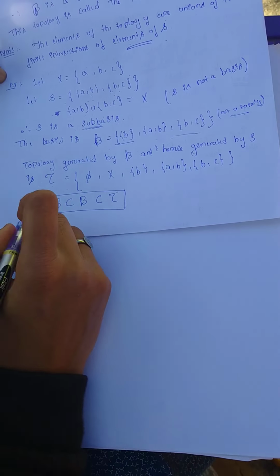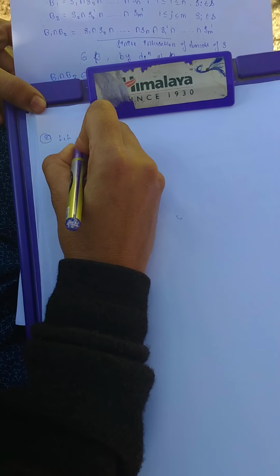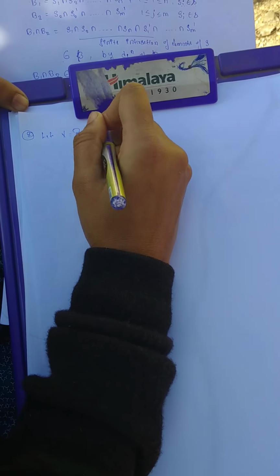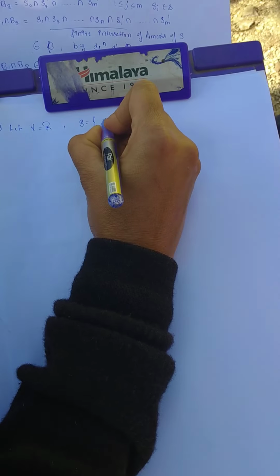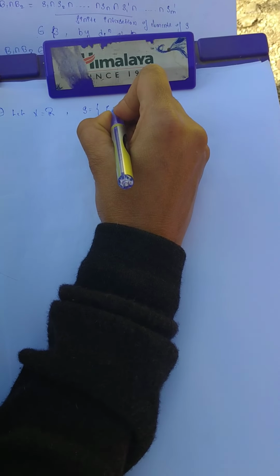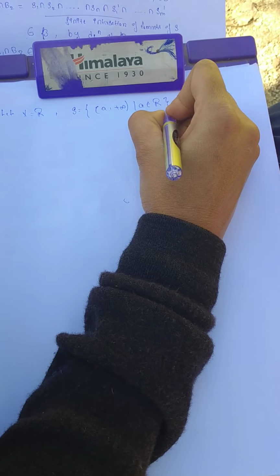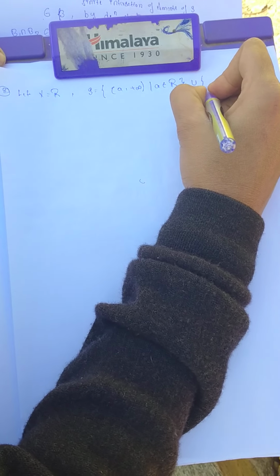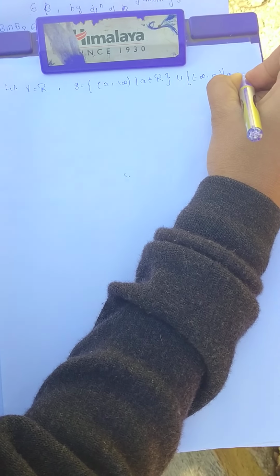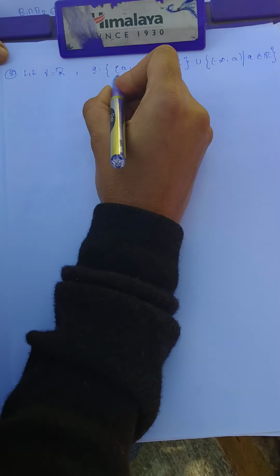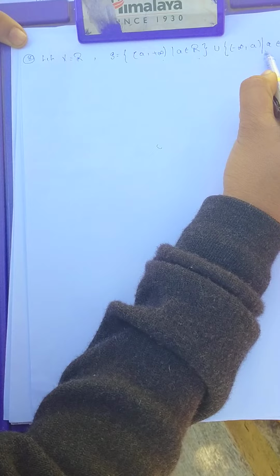This is one example. In the second example, I will take X equal to R, and I take the collection S to be the collection of all rays (a, +infinity), where a belongs to R, and also the collection of rays (-infinity, a), where a belongs to R. So this is the collection: all open rays of this type and all open rays of this type.